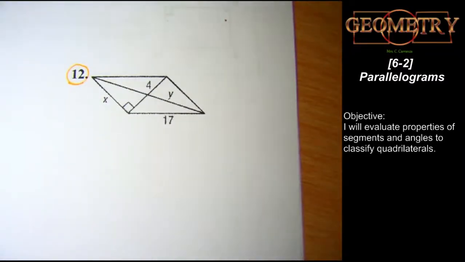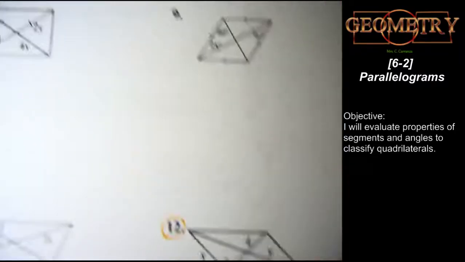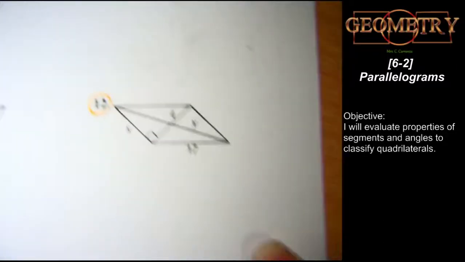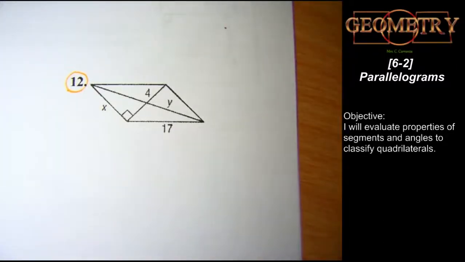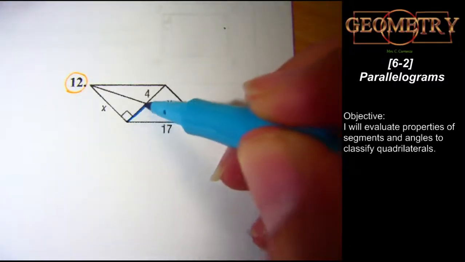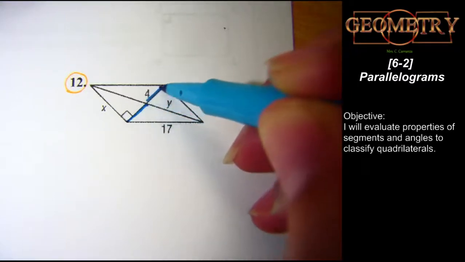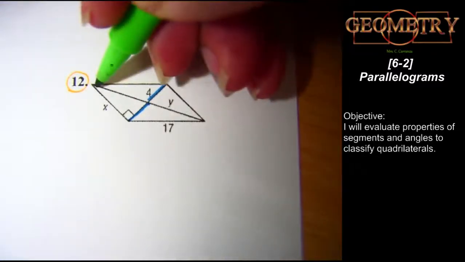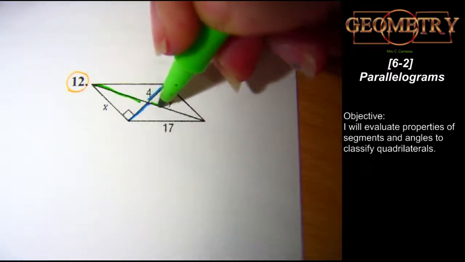All right, let's look at what we have. We have a parallelogram because if I scroll up to my directions, it says parallelograms. And we want to find the value of each variable, so I'm going to have to find the value for x and for y. Well, I know that diagonals are going to bisect each other, so I know this piece is going to be equal to this piece. And I know that this piece is going to be equal to this piece.